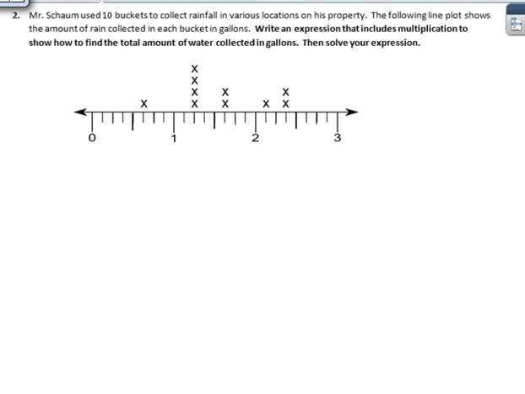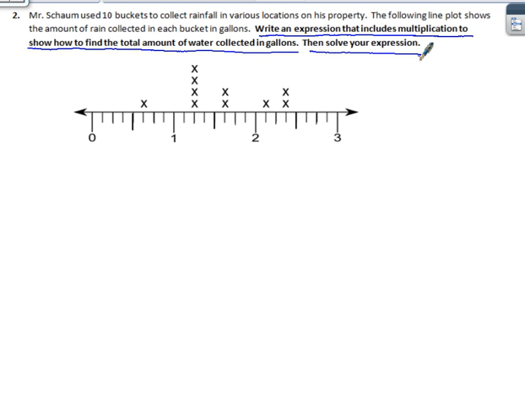Mr. Shazam used 10 buckets to collect rainfall in various locations on his property. The following line plot shows the amount of rain collected in each bucket in gallons. Write an expression that includes multiplication to show how to find the total amount of water collected in gallons, then solve your expression. Okay, so first thing I need to do is write an expression that uses multiplication to show how to find the total amount of water collected in gallons, and then I need to solve my expression.